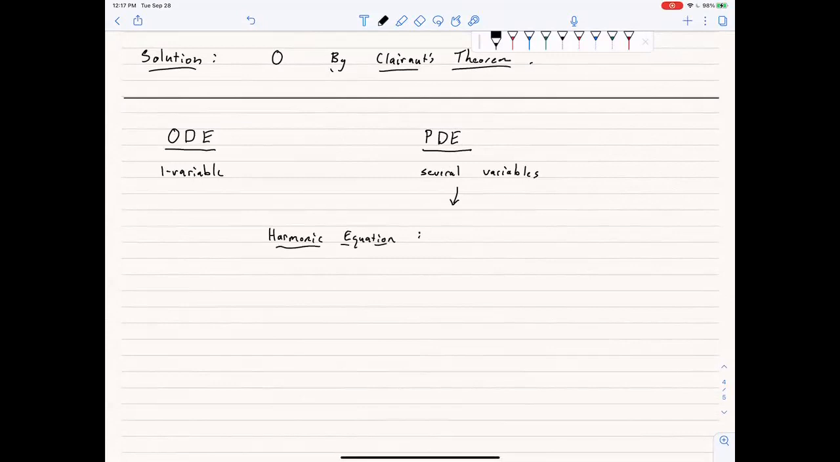This is what's known as the Laplacian, capital delta of f equaling zero. What is capital delta? It's a second order partial differential operator. Delta f is del squared f over del x squared plus del squared f over del y squared. This is known as the Laplace equation, after Laplace.